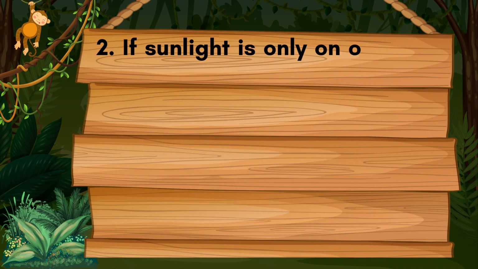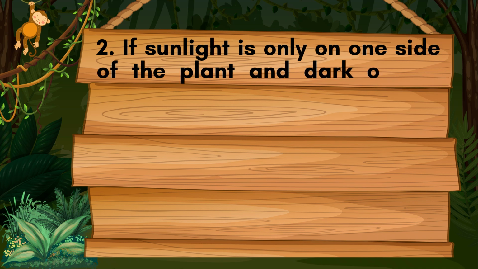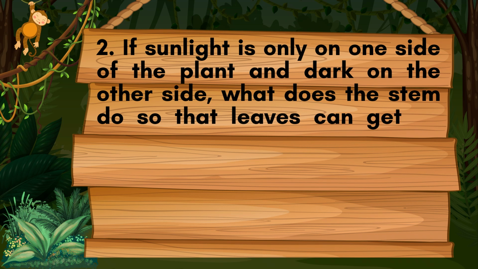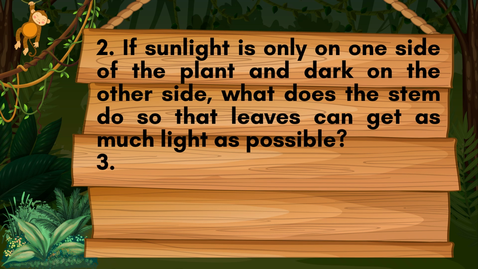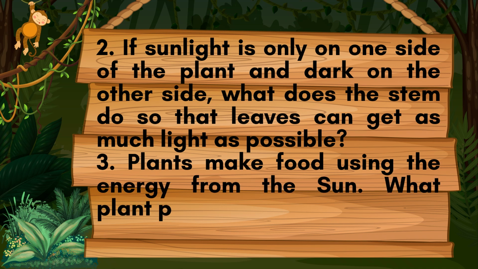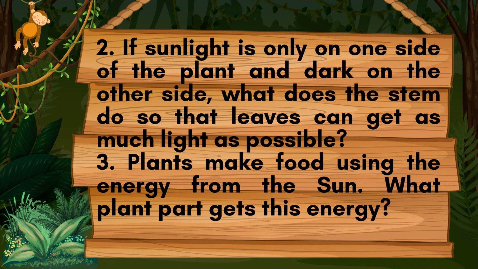Number 2. If sunlight is only on one side of the plant and dark on the other side, what does the stem do so that leaves can get as much light as possible? 3. Plants make food using the energy from the sun. What plant part get this energy?